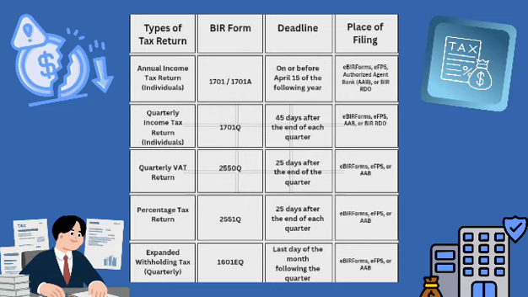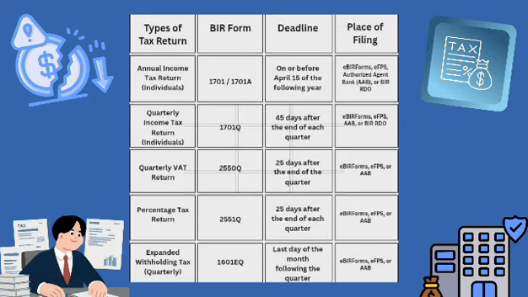Number 2. Quarterly Income Tax Return, Individuals. BIR Form 1701Q. Deadline: 45 days after the end of each quarter. Place of filing: eBIR Forms, eFPS, AAB, or BIR RDO.